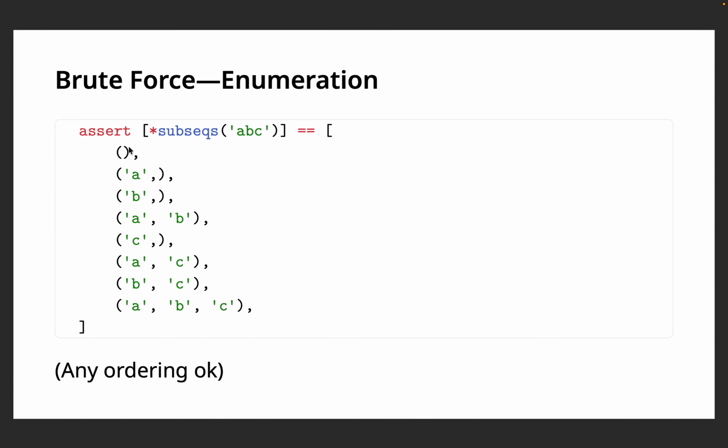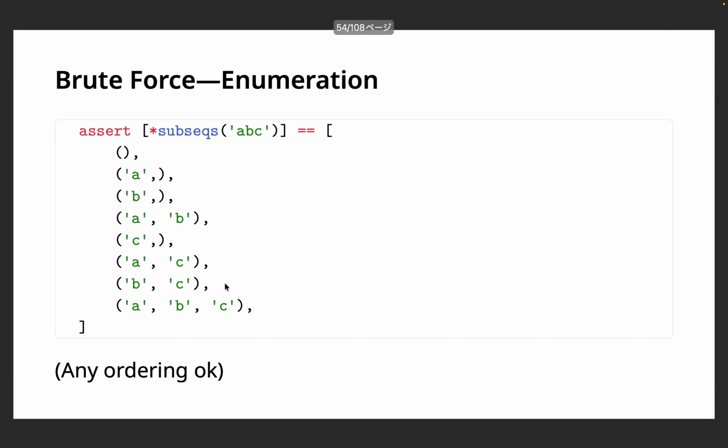Okay, so this is what that would look like for ABC. These are all of its subsequences. So length 1: A, B, C. Length 2 is AB, AC, and BC. Then, of course, you have ABC itself.